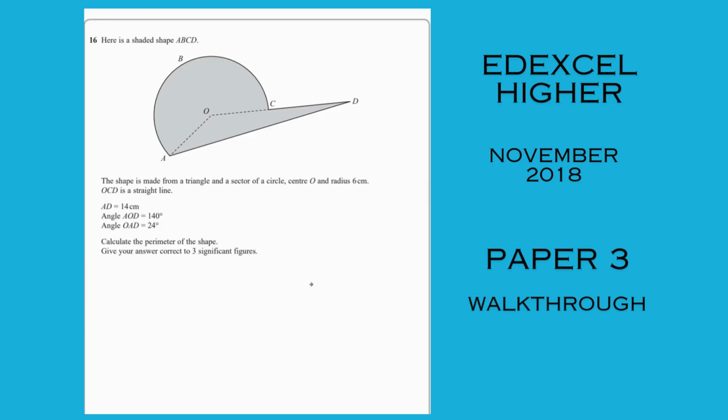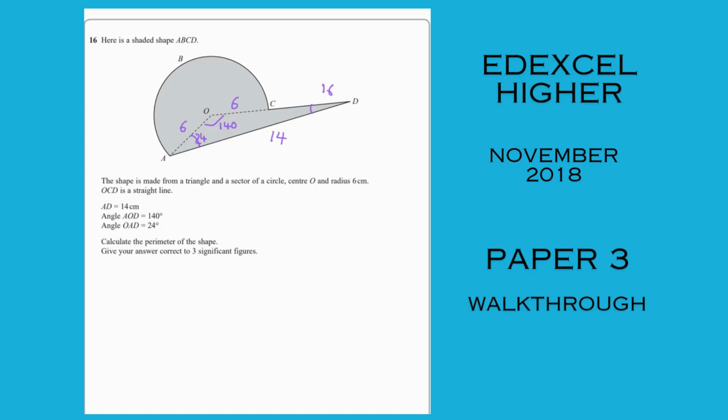So number 16, you've got this weird looking shape here. No labels on it, but they have given you, so let's get the information on. The shape is made center O and radius 6. Let's get it on. AD is 14. Angle AOD is 140. That's 24. Oops. And in case you needed it, that's 16 as well.